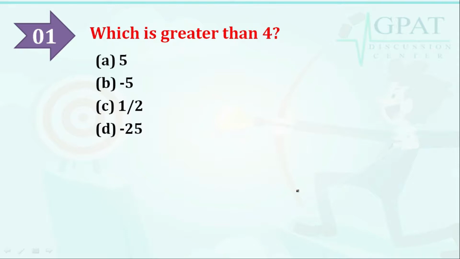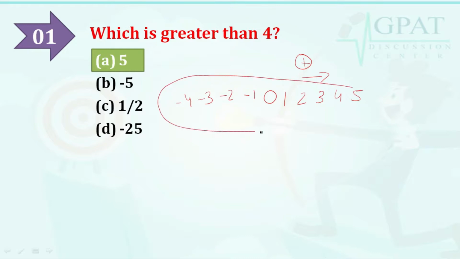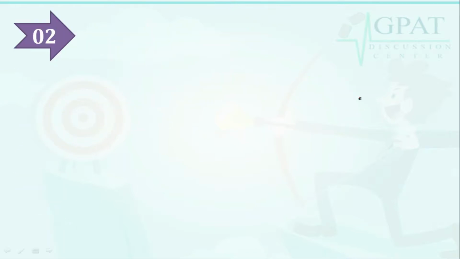So it is a very easy question, students. We have to tell which number is greater than 4. So the correct answer is 5. How is it possible? We just tell you that 1, 2, 3, 4, 5. This is the positive side, okay, and this one is 0. So here -1, -2, -3, -4. So this is the series. So the number greater than 4 is 5. So moving on to the next question.